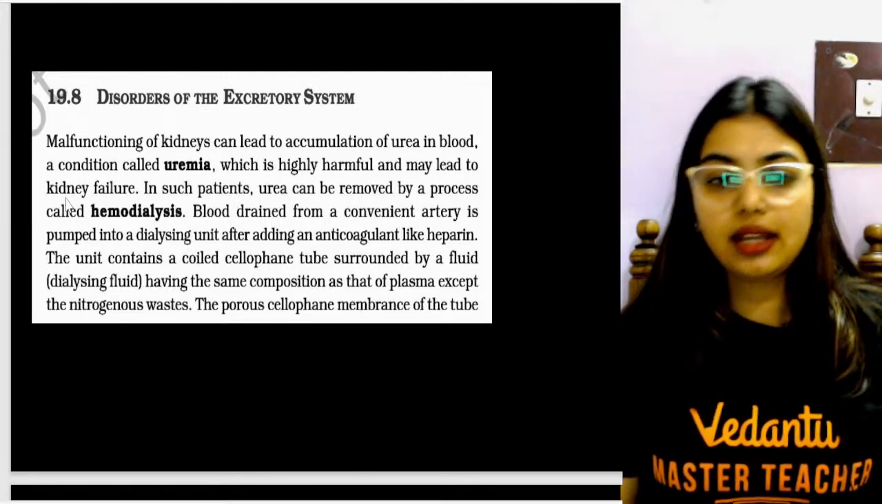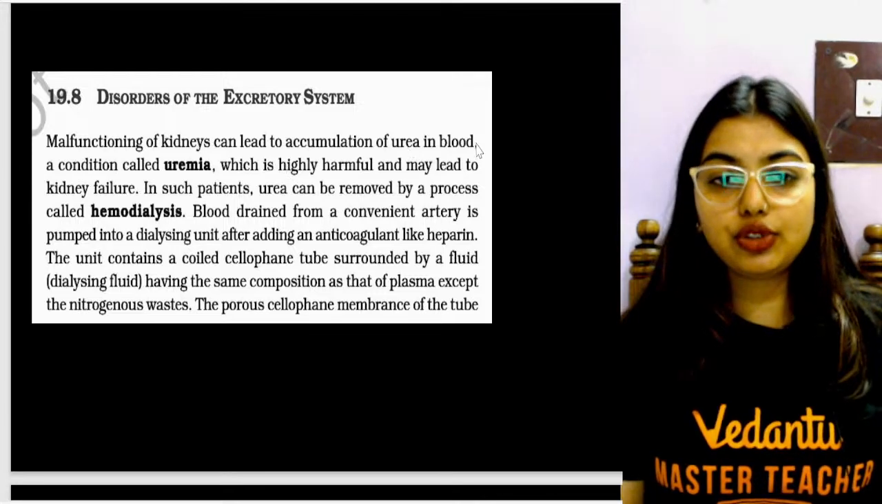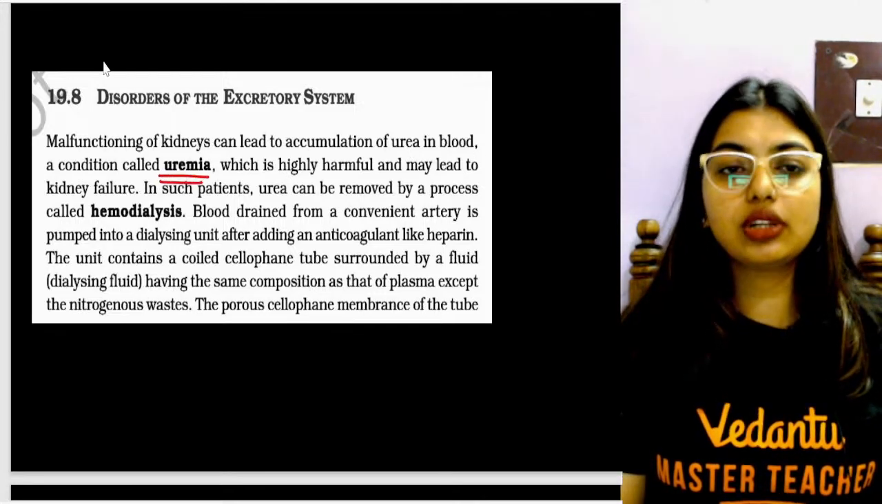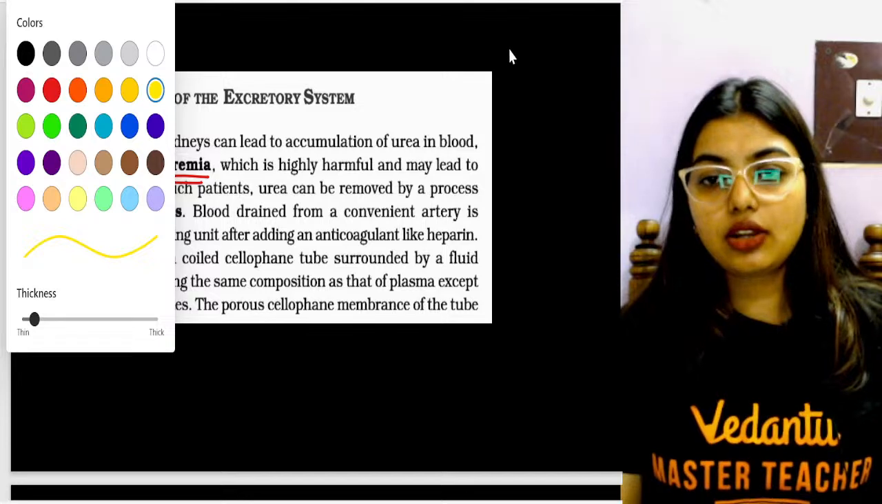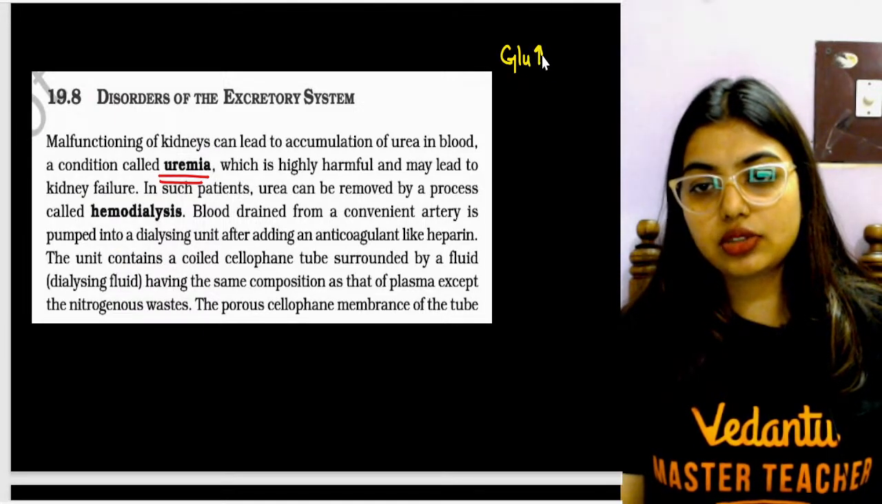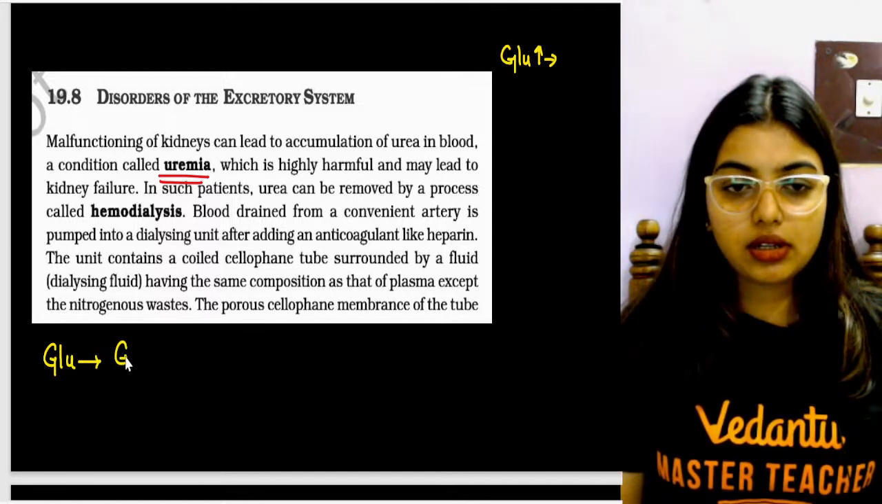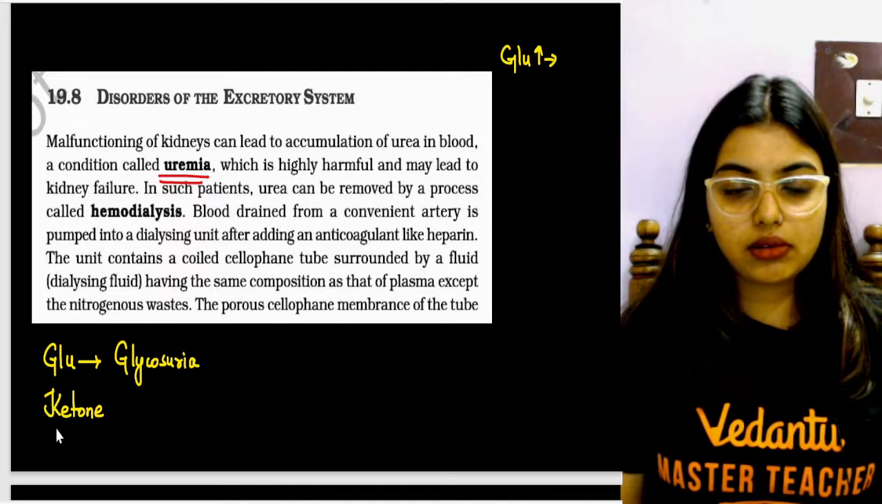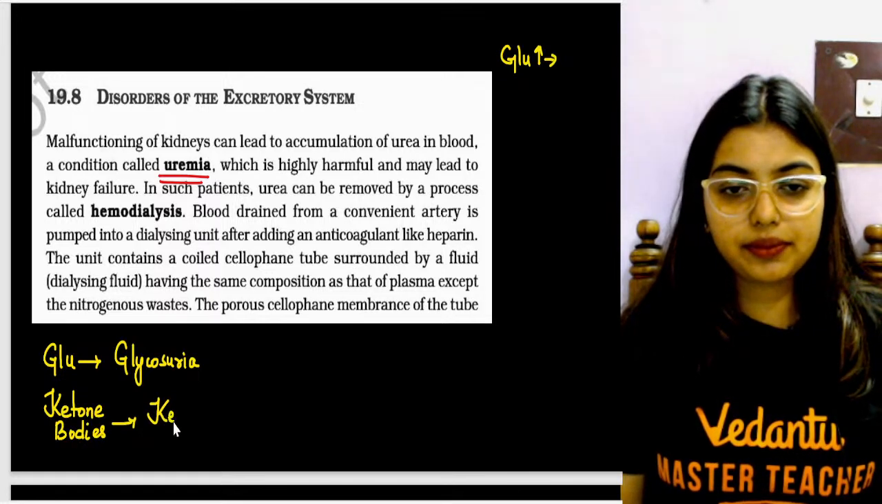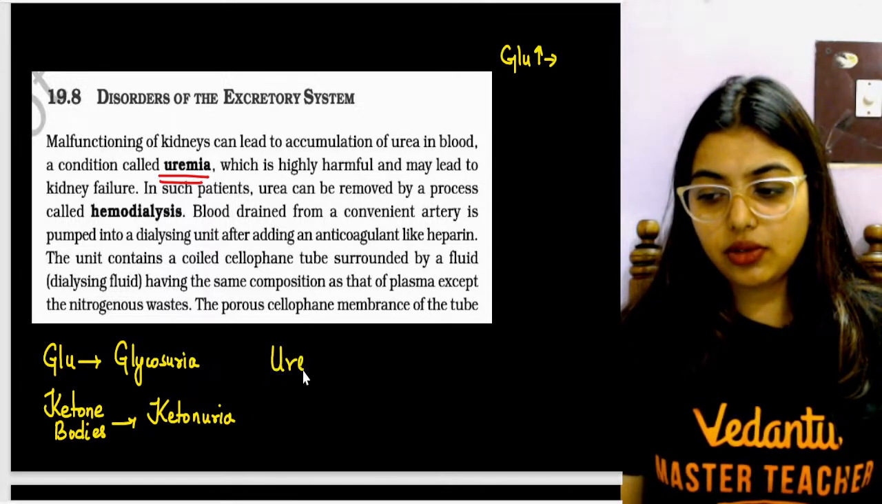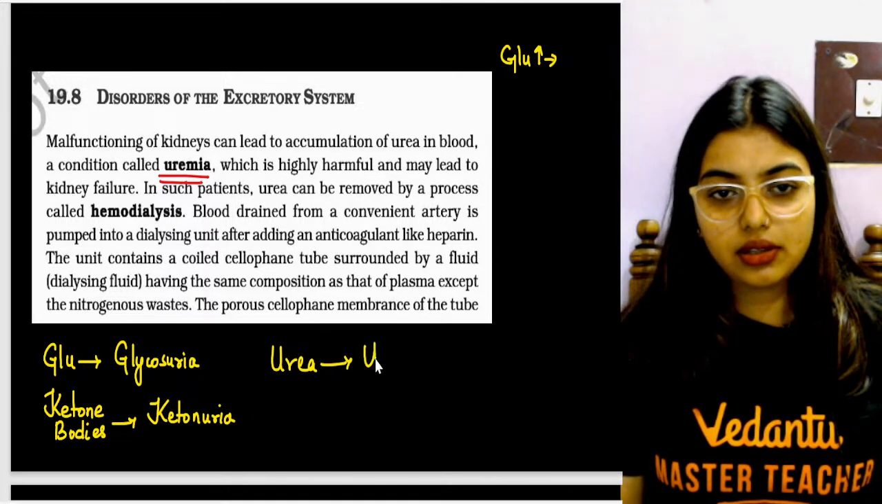Now, malfunction of the kidney can lead to urea in the blood, called uremia. So students, very simple conditions. Glucose is more: glucosuria. Ketone bodies are more: ketonuria. Urea is more: uremia.